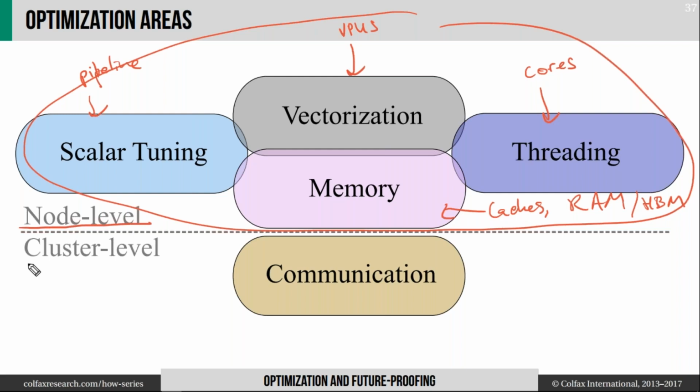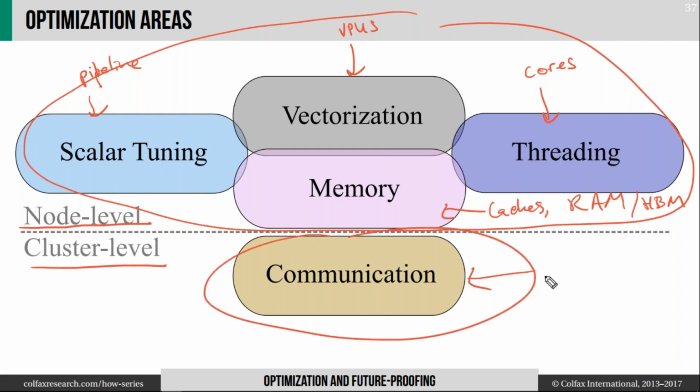If you want to go one step further and do cluster-level optimization, there you talk about the optimization of communication across the network between machines. I want to make a disclaimer that communication is sometimes a word used to talk about memory traffic, but in this course, communication means networking.